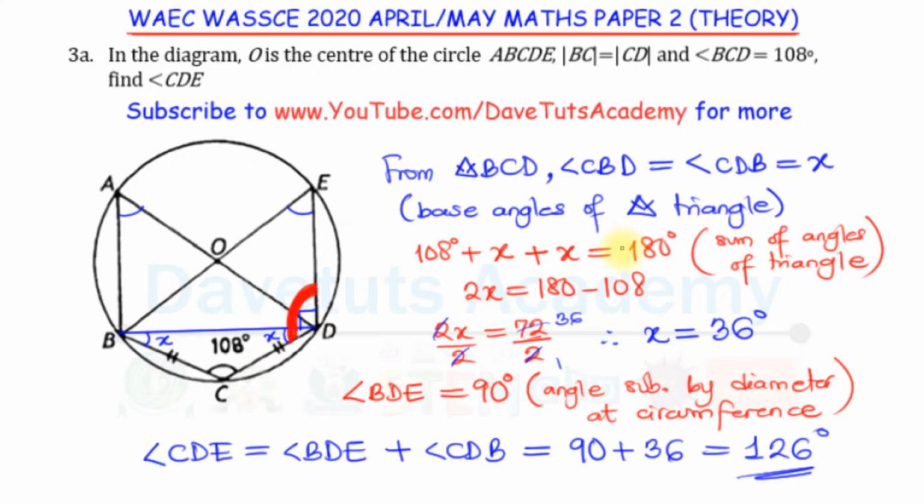It is our understanding of the fact that the base angles of isosceles triangle are equal, and that's why from triangle BCD we can get X, and then if we sum all the angles of a triangle, they add up to 180 degrees, which will help us to evaluate X to be 36 degrees. And then looking at the diameter of the circle BOE, we know that the angle subtended at the circumference by the diameter is a right angle. That's one of the postulates of the circle theorems. And then CDE, which we are asked to find, is the sum of BDE and CDB. So if we add those two, we got our final answer to be 126 degrees.